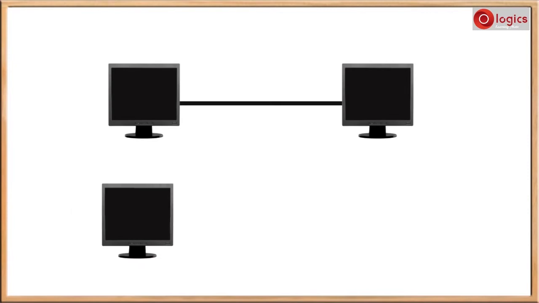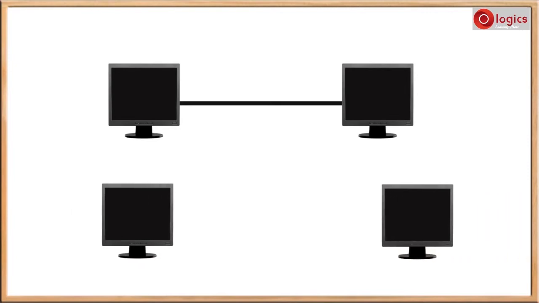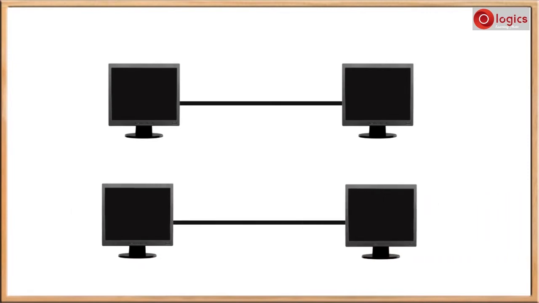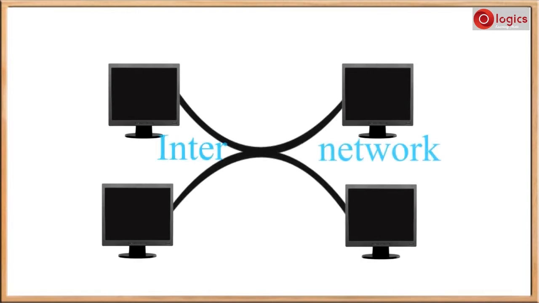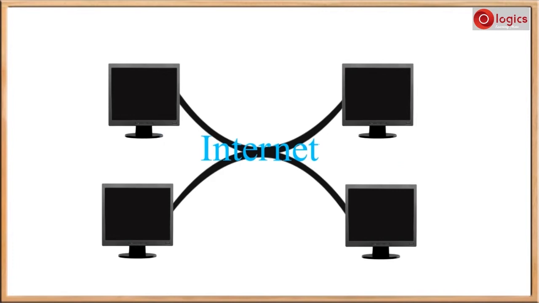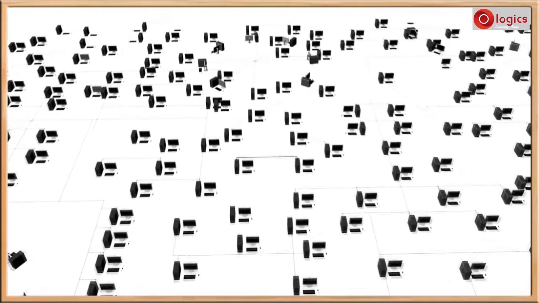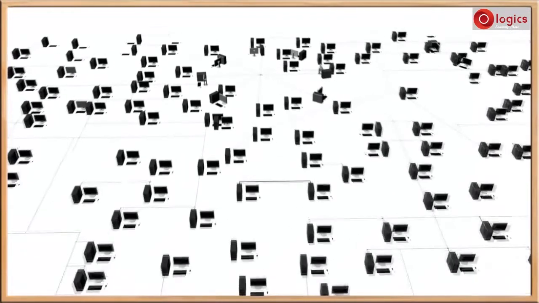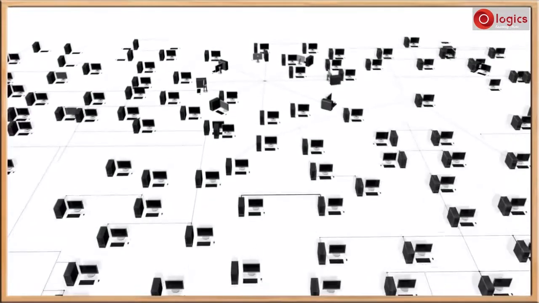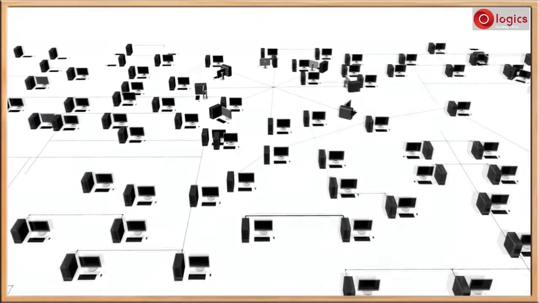Similarly, this is another network. Networks of networks is called internetwork. Internetwork is a network of networks. That is, a global network connecting billions of computers. Sometimes, the internet is simply called the net.